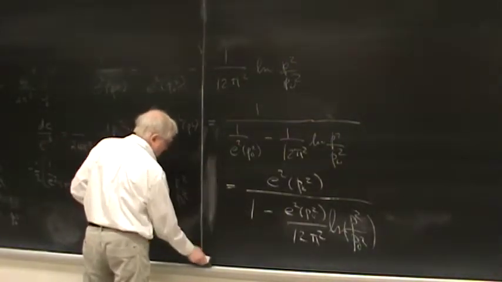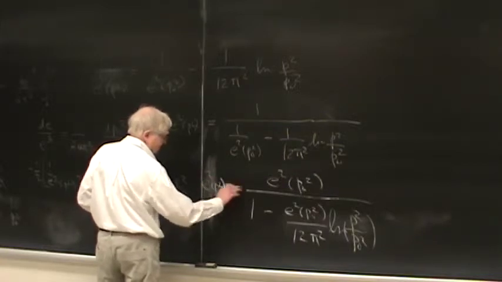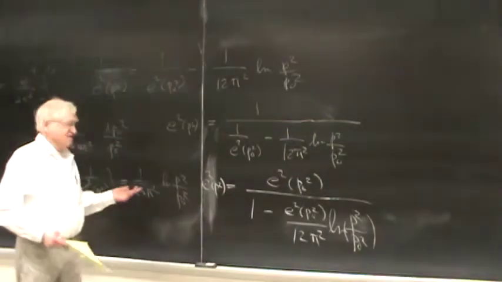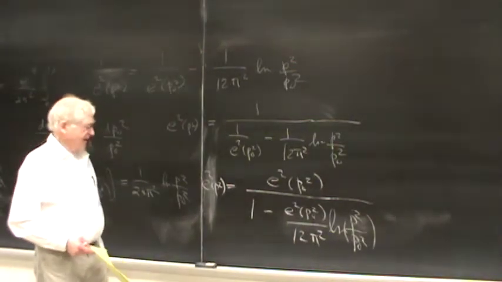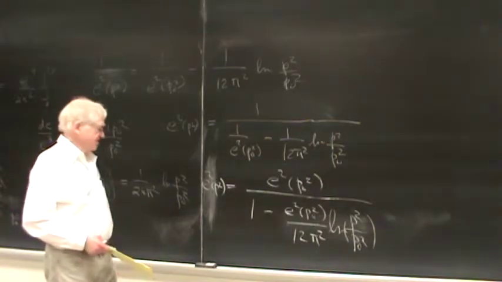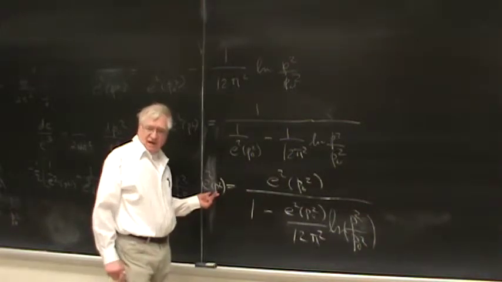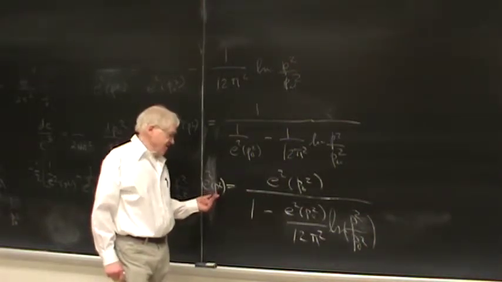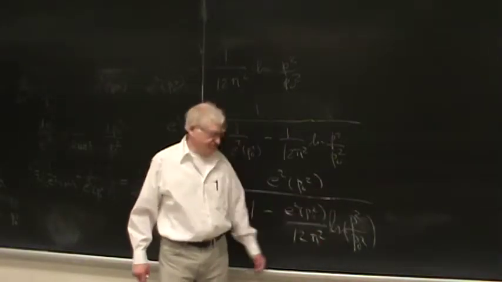Somehow when I do the erasing, it doesn't always. So e squared of p squared is then equal to this. This is said to be the running coupling constant. And I used to make fun of that term, but I think it's actually appropriate, because the idea is that in the vicinity of p squared, this thing is constant. After all, it just varies as 1 over a log.